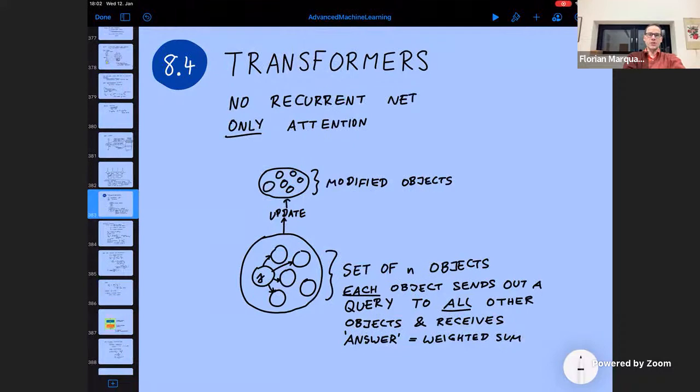So that's the idea. And then that answer is being used to update each and every object on its own, independently of all the others. So you get a set of objects, which is the same number of objects, but they are all being modified. And then you can do this again and again and again. And so in this way, you can process this arbitrary size set of objects, a little bit similar to how a graph neural network can process an arbitrary size graph.